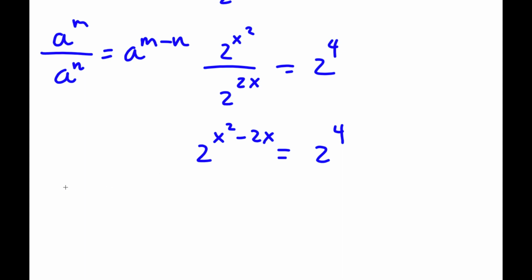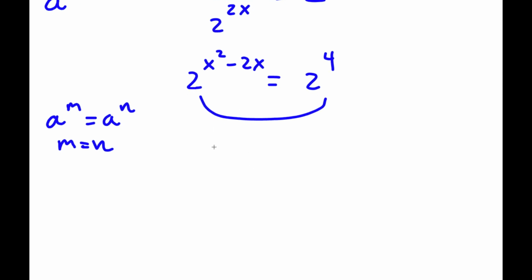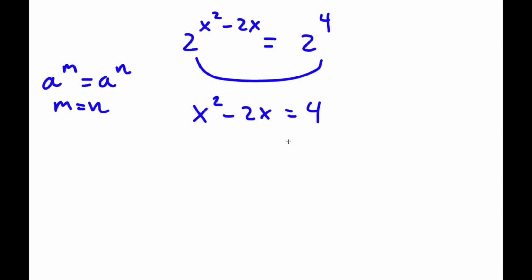Now, if I have something in the form a to the power of m is equal to a to the power of n, then this means that m is equal to n. So in this case, I have 2 to the power of x squared minus 2x is equal to 2 to the power of 4. Both my bases here are the same, meaning my exponents here are the same as well. So x squared minus 2x is equal to 4.